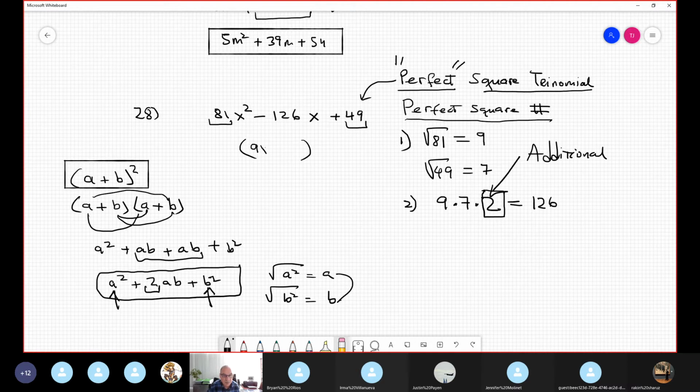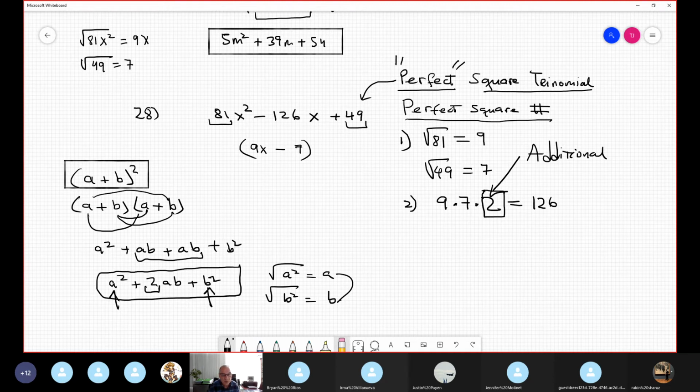Where does this come from? Oh, the square root. The square root of 81x squared is 9x, right? And the square root of 49 is 7, no? The square root of this is 7. And the sign in the middle is negative.